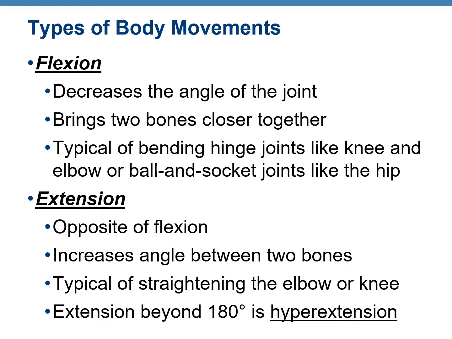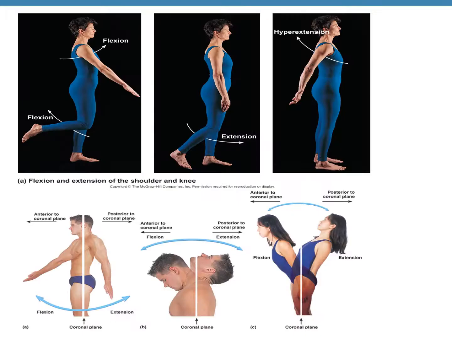Types of body movements. Body movements occur in sets of 2 opposite movements. For example, flexion versus extension. Flexion is a movement that decreases the angle of a joint, bringing 2 bones closer together, while extension is opposite of flexion, which increases the angle between 2 bones. When the extension is beyond 180 degrees, it is known as hyperextension. This slide shows you different examples of flexion, extension, and hyperextension.